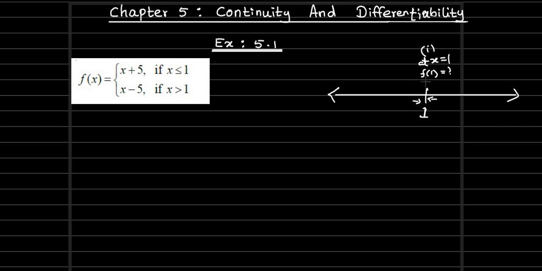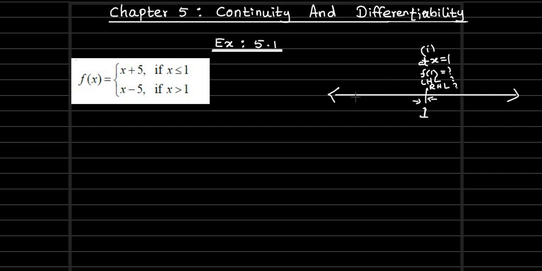So for the close values of 1 from the left hand side, we are going to take the left hand limit, and for the right side, the right hand limit. If all three values, f of 1, the left hand limit and the right hand limit, coincide, then we can conclude that at x equal to 1 the function is continuous.